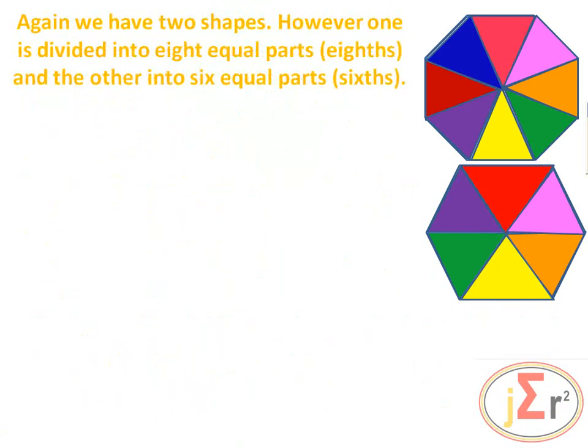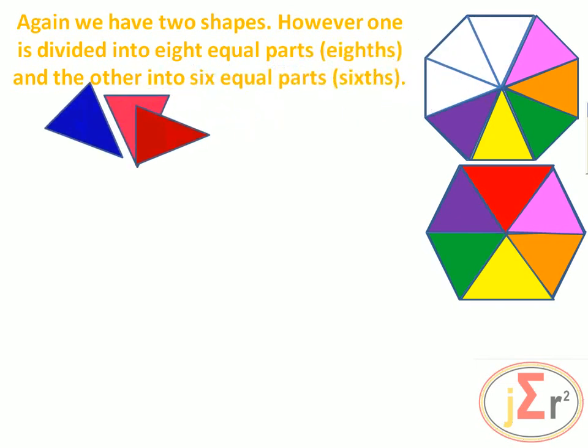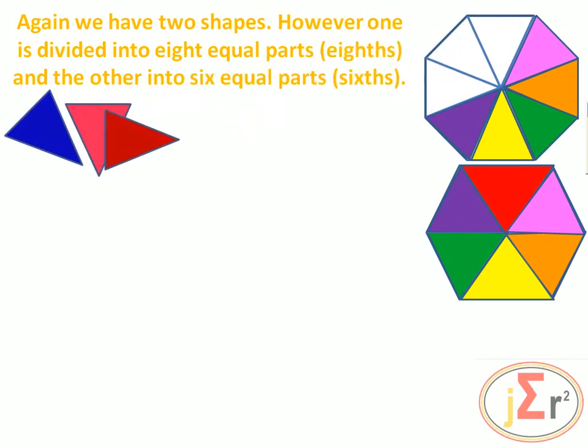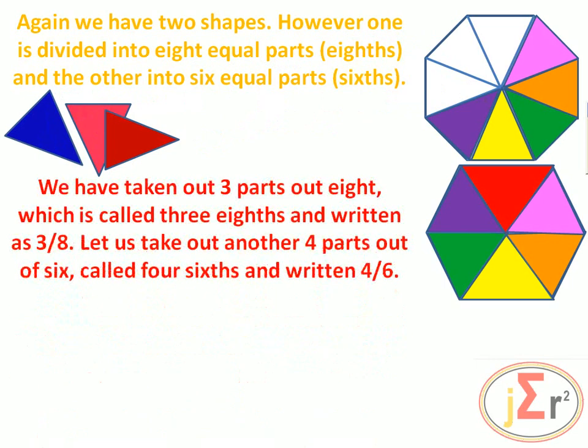Again, we have two shapes. However, one is divided into 8 equal parts, which is, they are divided into eighths, and the other into 6 equal parts, and those 6 equal parts are called sixths. Right. So we have taken out how many eighths, Jerry? 3. 3 eighths.